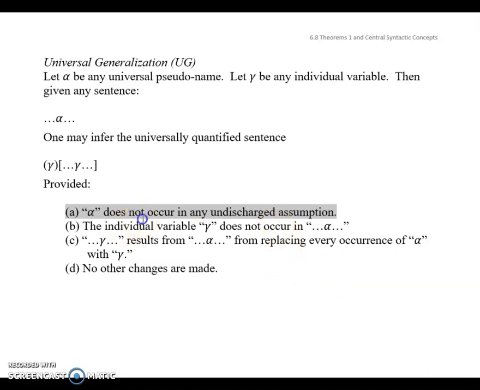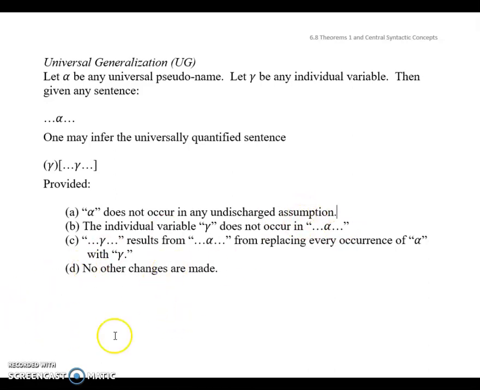So let's recall the formal definition of universal generalization. Let alpha be any universal pseudonym, gamma any individual variable, x, y, or z. Then given any sentence with a universal pseudonym in it, like u, one may infer the universally quantified sentence provided all of this, and the key feature for us right now is that alpha, the universal pseudonym, does not occur in any undischarged assumption. So the big question for us is, what does that mean, and why is that a necessary part of the rule of universal generalization?